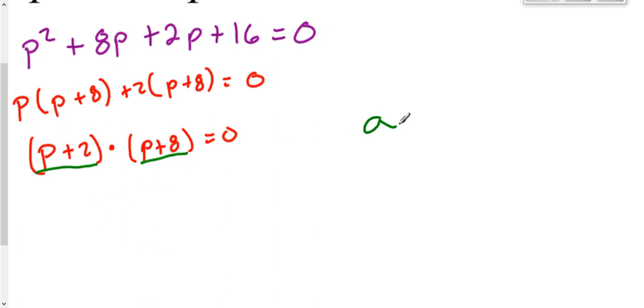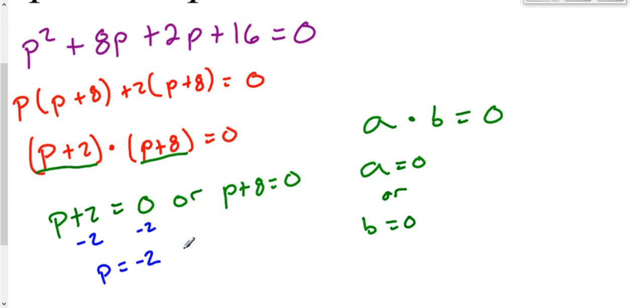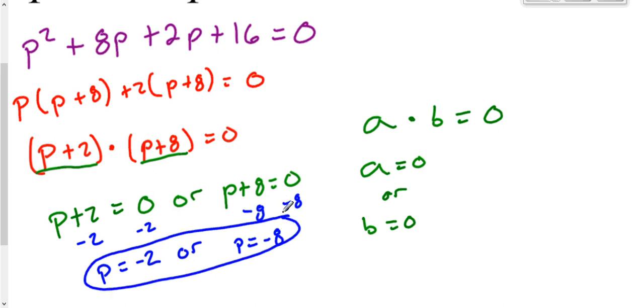So the zero product property says a times b equals 0. Well, a in this case is this whole parentheses p plus 2. So we take p plus 2 equal to 0, because either a has to equal 0 or b equals 0. So we put the or there and we get p plus 8 equals 0. This is a one-step equation. We get p by itself by subtracting 8. And the two answers to this quadratic are negative 2 and negative 8.